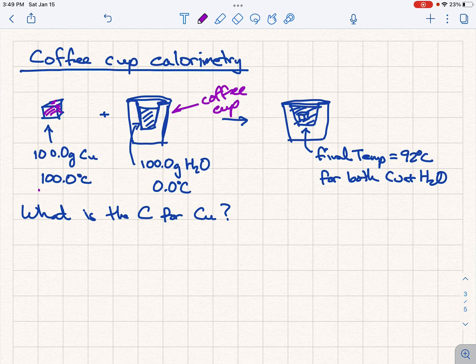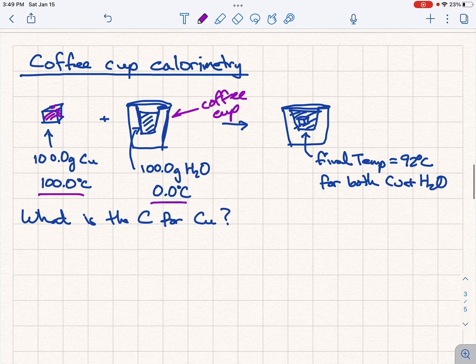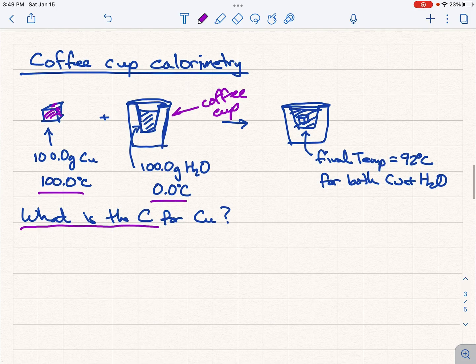Notice that the copper's at 100, the water's at 0, and we're going to mix them together, and then we're going to ask ourselves, what's the final temperature? The final temperature we record experimentally is 92, and the question we're going to ask is, what's the heat capacity for copper? All right. So this requires us to come up with an equation, or let's think about what's going on here to reach the equation.